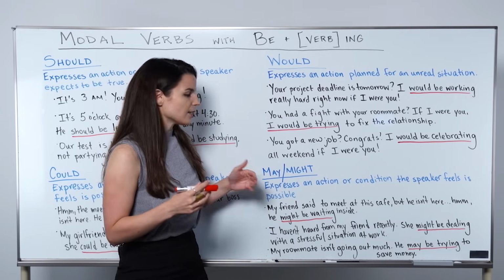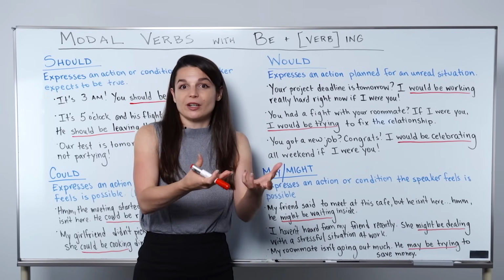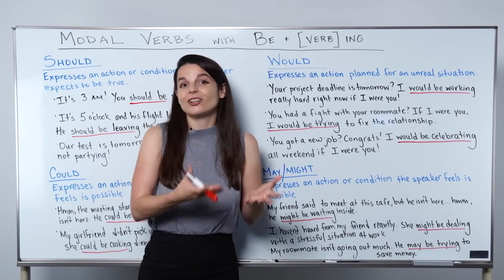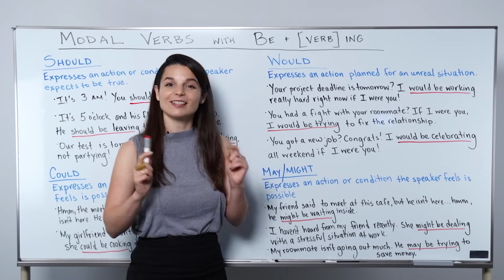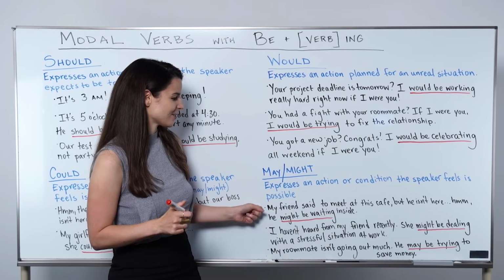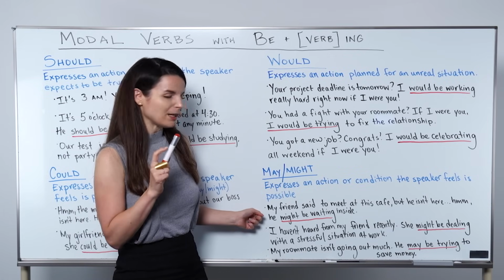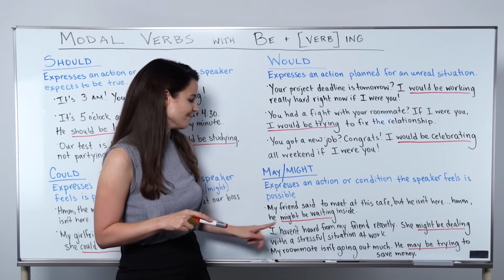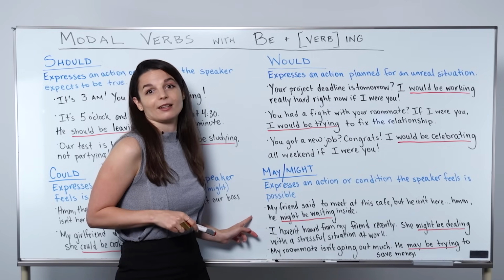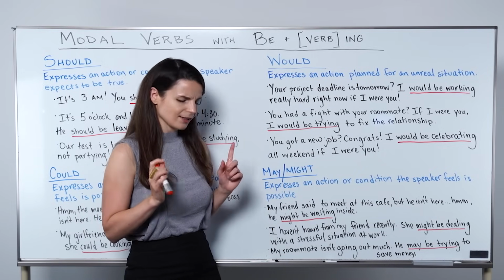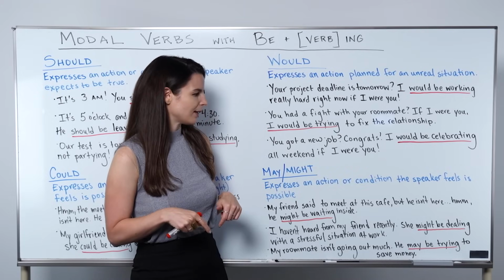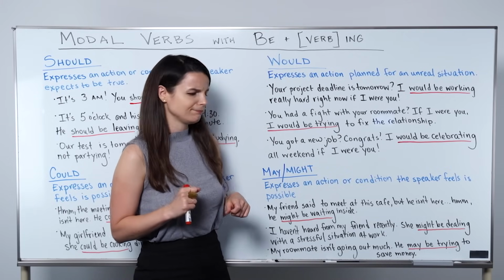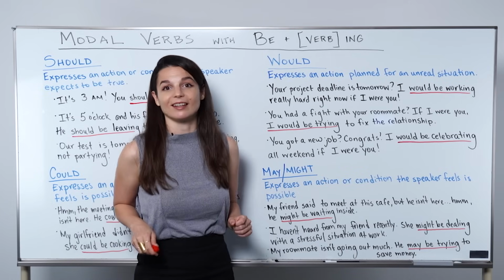So we use this when we feel a little more sure about something, when we have a pretty good guess about something. So let's take a look at some examples. First, my friend said to meet at this cafe, but he isn't here. He might be waiting inside. So again, my friend said to meet at this cafe, but he isn't here. He might be waiting inside.